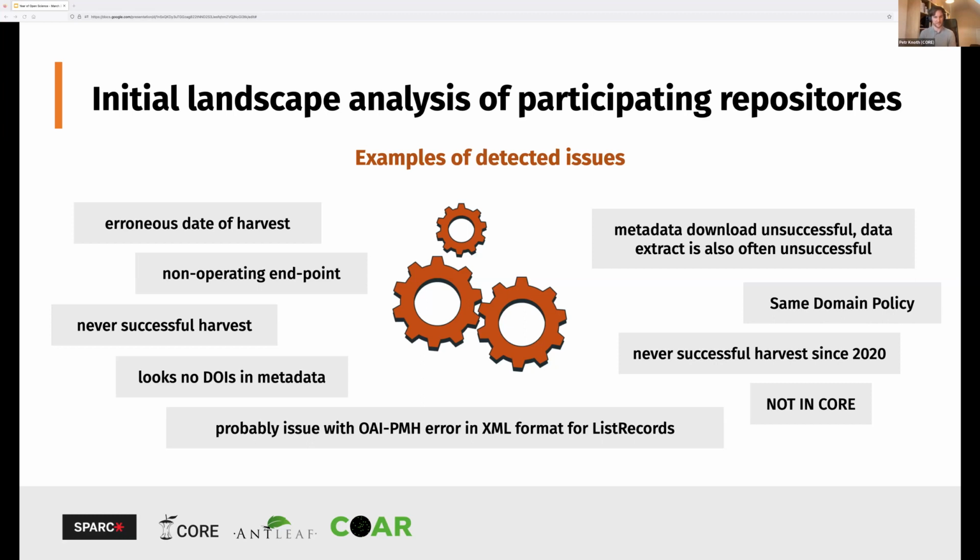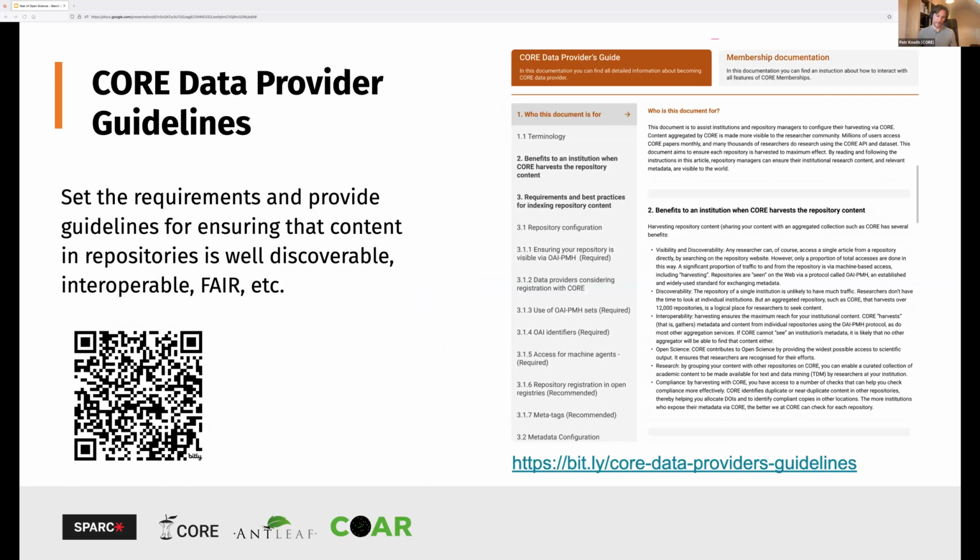Next slide, please. And so from this experience, we have also developed something which we call the Core Data Provider Guidelines. These are effectively guidelines that tell institutions exactly how Core works, and it tells them what they can do in order to make sure that their metadata are exposed correctly, their repository is configured correctly, and that they also expose correctly the full text.